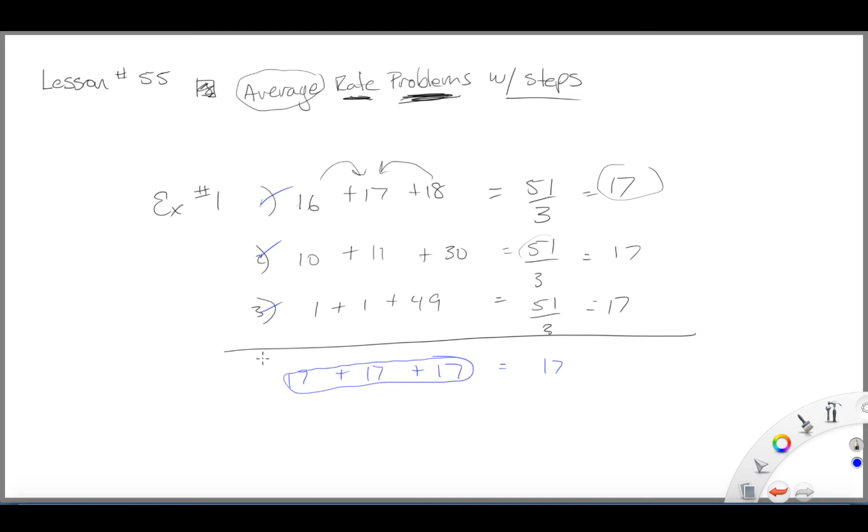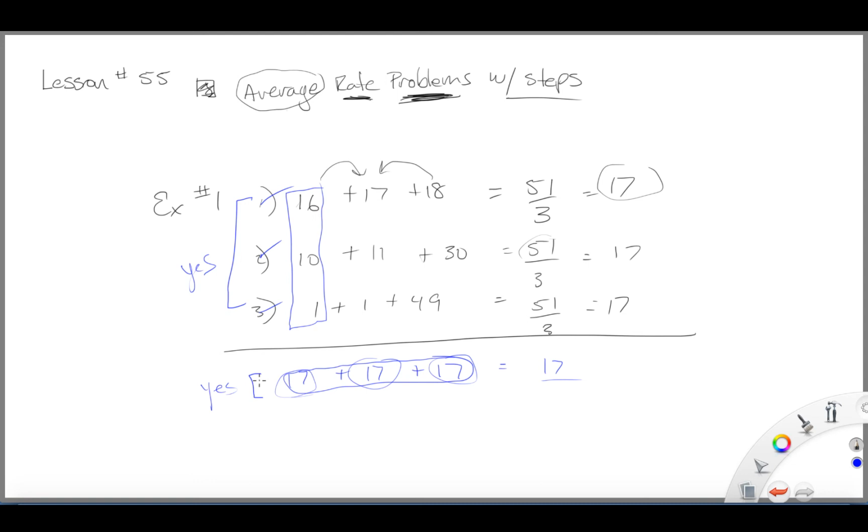If you notice up on top of page 387, it says, notice that for each set, the sum of the three numbers is 51. Since average tells us what the numbers would be if they were equalized, the sum of the three numbers is the same as if each of the numbers were 17, 17, and 17. So even though we have radically different numbers, 16, 17, 18, and 10, 11, 30, and 1, 1, 49, they each total to an average of 17. Are all these right? Yes. Both of them are.